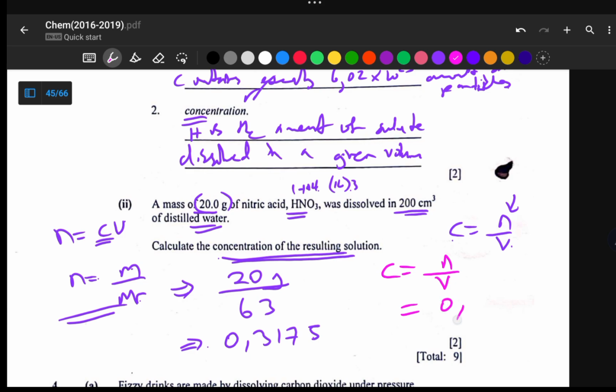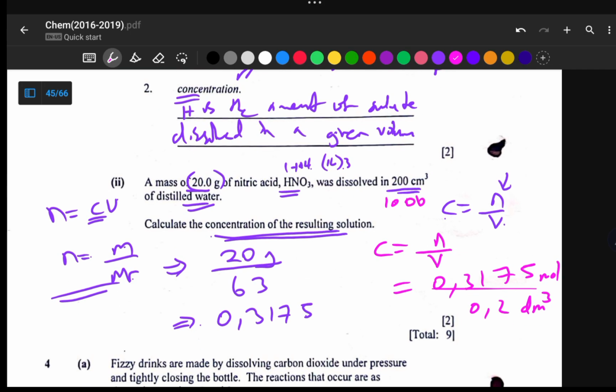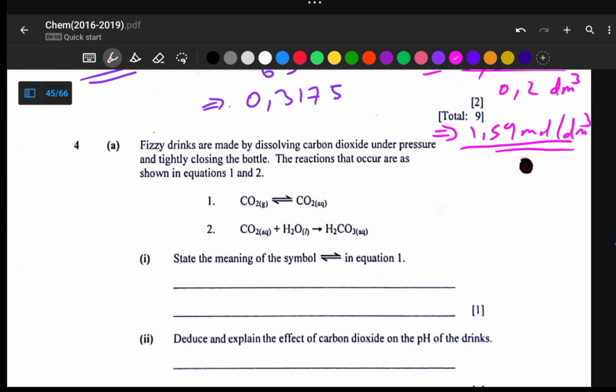So our n is 0.3175, and then our volume is 200 cubic centimeters. So to convert this to cubic decimeters, we are simply going to divide by 1000, right? So it's going to be 0.2 cubic decimeters, and then here we are having moles, and we are going to punch this straight into our calculator, and we are going to have 1.59 moles per cubic decimeter. So this is the concentration, right? And we can now move to the next part, which is number 4.